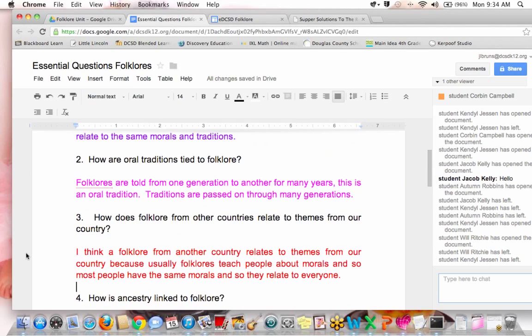All right. How does folklore from other countries relate to themes from our country? And TJ wrote, I think a folklore story, I should say, from another country relates to themes from our country because usually folklores teach people about a moral. So most people can have the same morals and so they can relate to everyone. So that's kind of cool to think about that people in a different country can learn the same lesson that we learn just by sharing folk tales and these different stories.